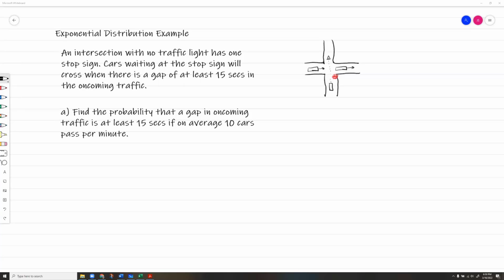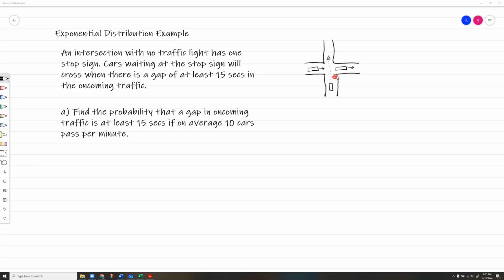Let's look at an example that utilizes the exponential distribution. So we have an intersection here with traffic moving from, we'll say, left to right or right to left. And then we have a stop sign. So we can have a main road right here and then a stop sign that allows cars to stop and wait and pass. So, a very simplistic example here.